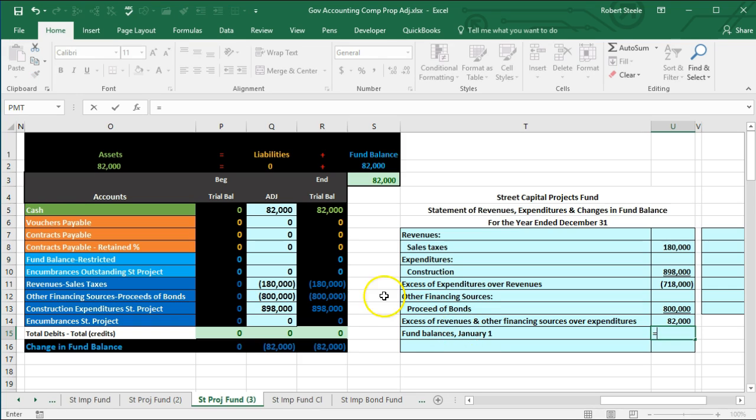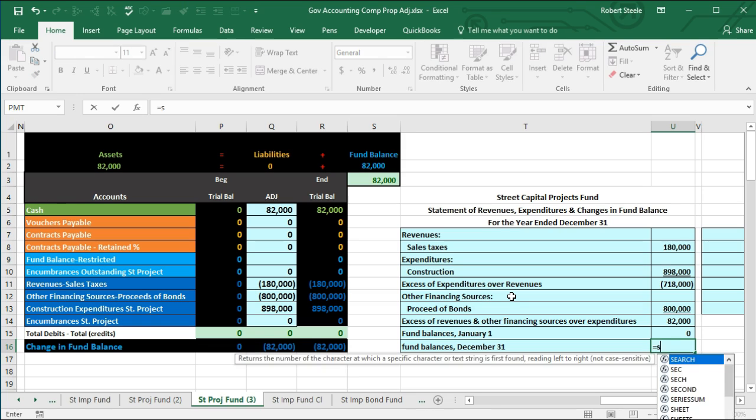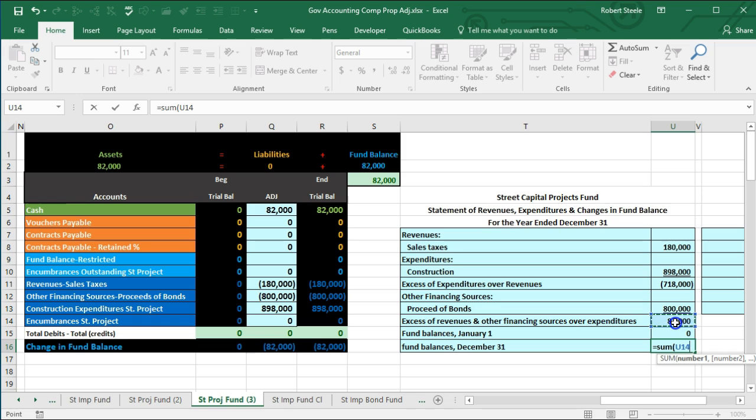There is no beginning fund balance. We could say it's going to be equal to the sum of these items here. We'll take that and say we have 0. Then we're going to have fund balance at the end, or at December 31st.